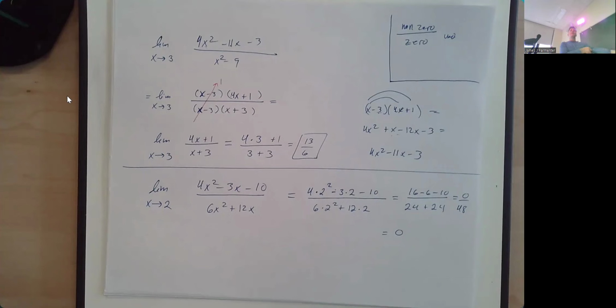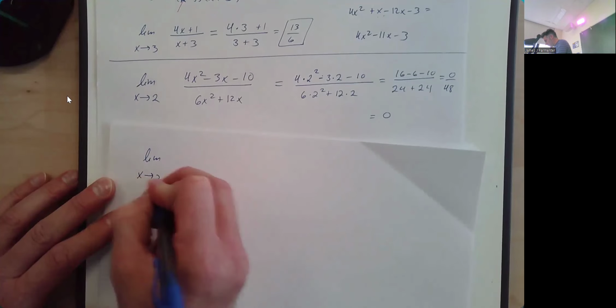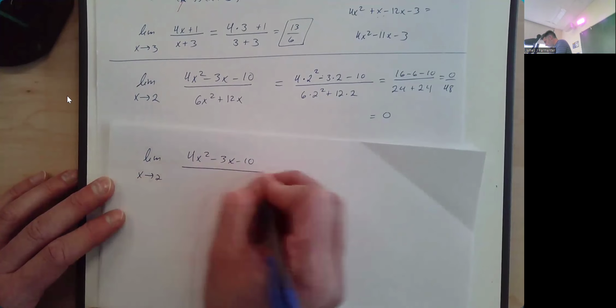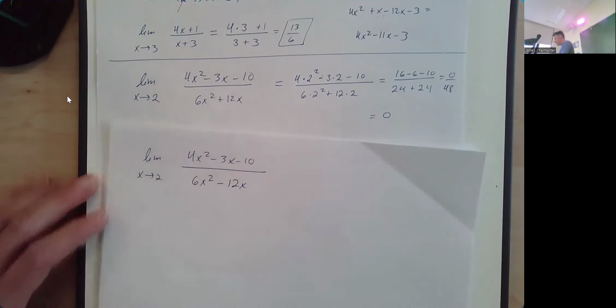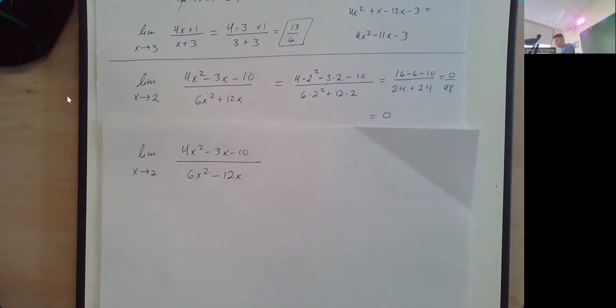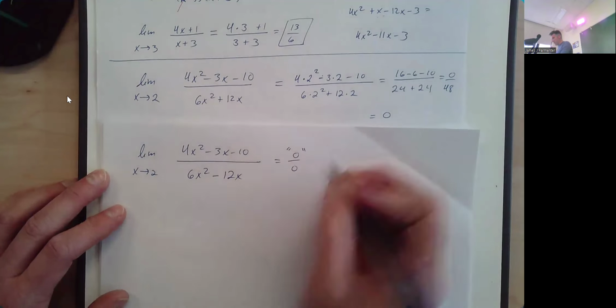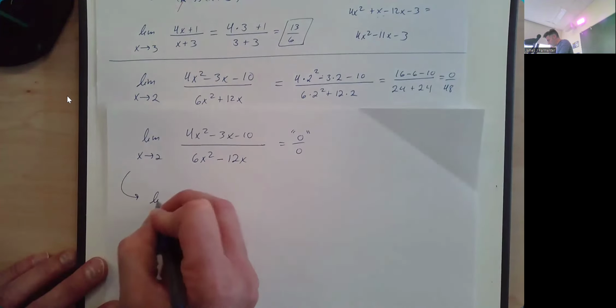Now, the question I really was going to ask, but then I changed at the last moment, was what's the limit as x approaches 2 of almost the same thing, except the denominator has a minus sign. So it's really the limit as x approaches 2 of 4x squared minus 3x minus 10 over 6x squared minus 12x. And now you can see that if you do plug in 2, you do get a 0 over 0 type. Meaning, yes, now you have to factor. So go ahead and try that one.